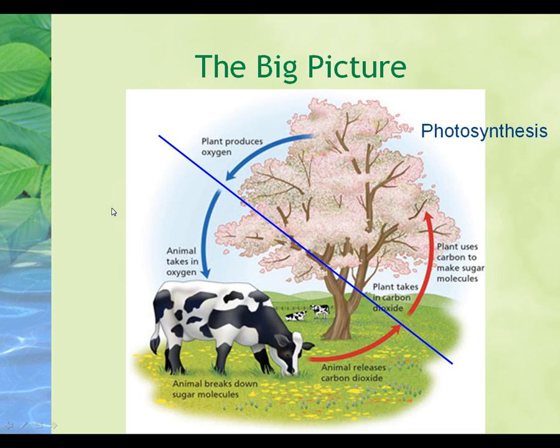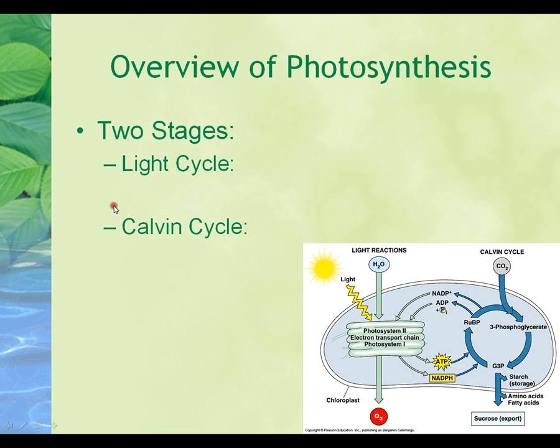Alright, enough of that. Let's get an overview of photosynthesis. There are two main stages, and while this diagram may look daunting, it's really not that bad. We have two cycles. The first one is on the left-hand side, and it's right here, and these are called the light reactions or the light cycle. On the right-hand side, we have the Calvin cycle, sometimes called the dark reactions.